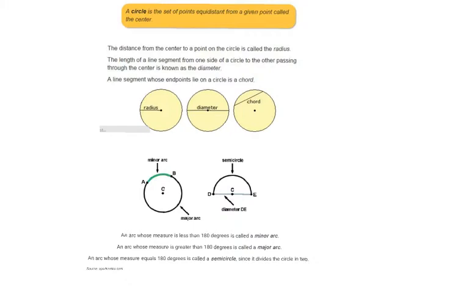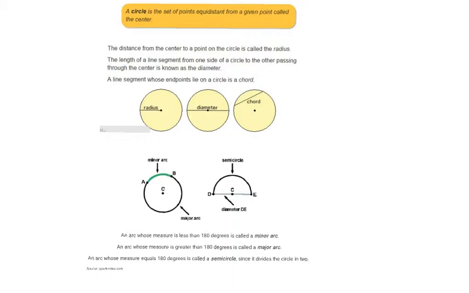And then we have a radius, which is from the center to the edge of the circle. We have a diameter that is from edge to edge and goes through the center. And then we have a chord that goes edge to edge, but doesn't necessarily have to go through the center. The diameter is a type of chord. However, a chord isn't a diameter all the time. It doesn't have to go through the center.